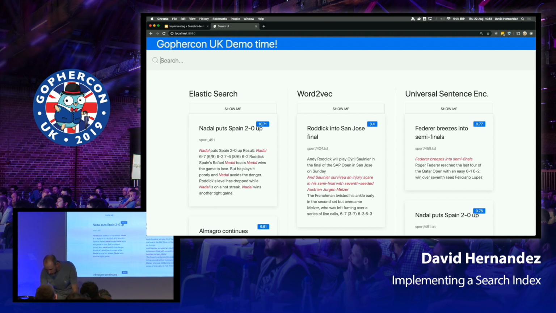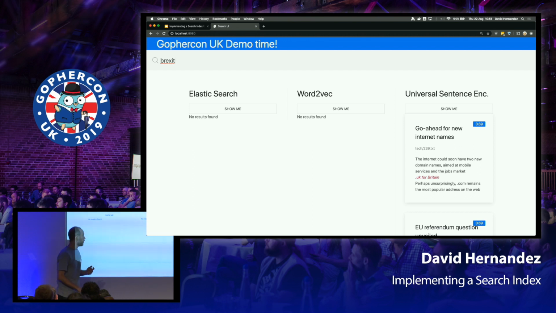So let's go for something more controversial. Remember, this is a 2002-2004 data set. So in 2002-2004, nobody knew about Brexit, right? Because it's matching keywords, Elasticsearch doesn't find any results. Makes sense. Probably nobody in the news mentioned Brexit. Word2Vec is a pre-trained model. I downloaded that from the internet. So it's probably a little bit older, so it really doesn't know much about Brexit.